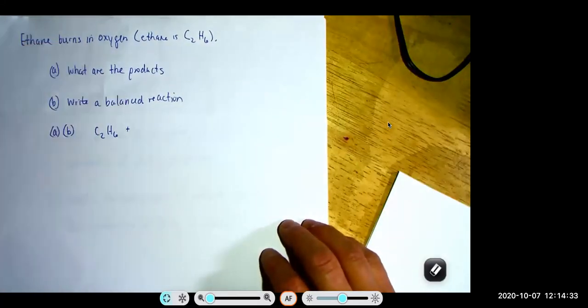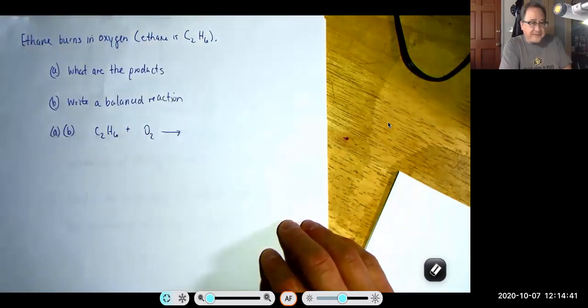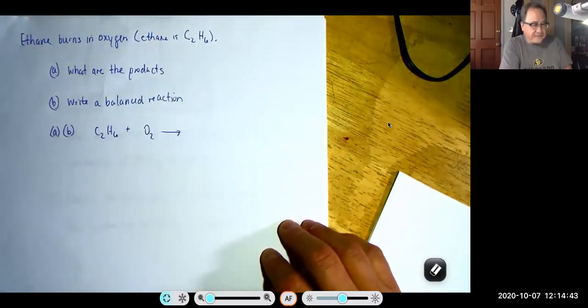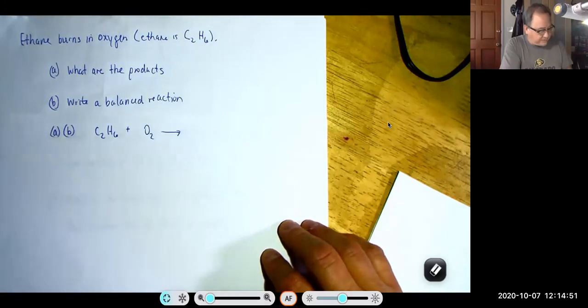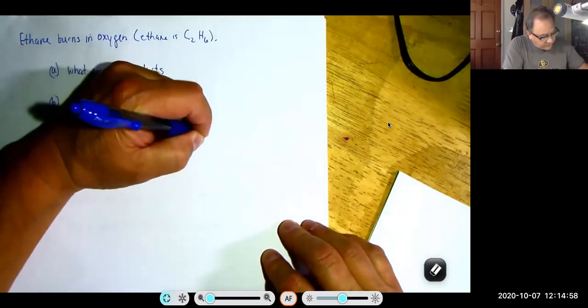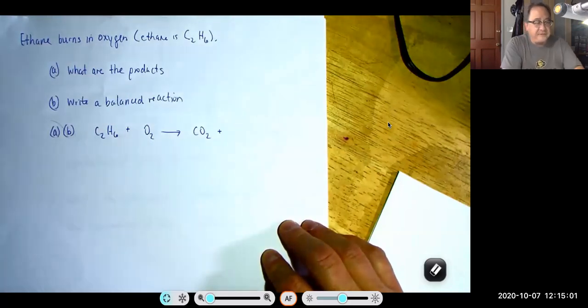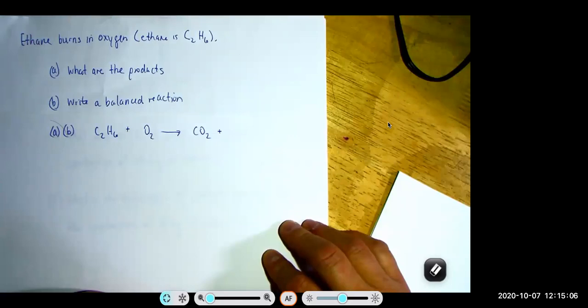So what's the formula for oxygen? Just O2? That's right. What are the products? What does all of the carbon turn into? Does it turn to CO2? That's right. What does all of the hydrogen turn into? That just stays hydrogen? Nope. Would it become hydroxide? Nope.